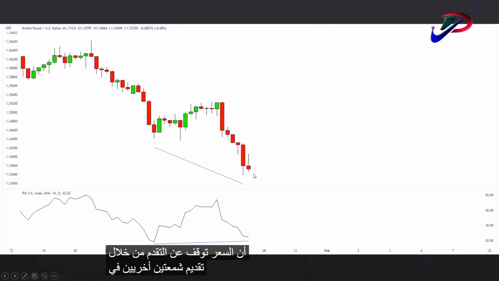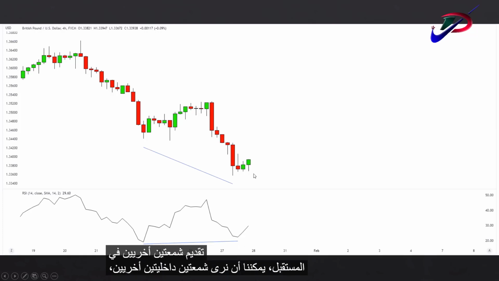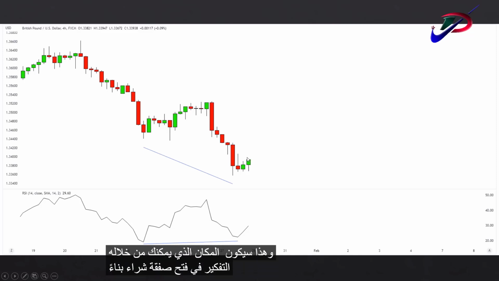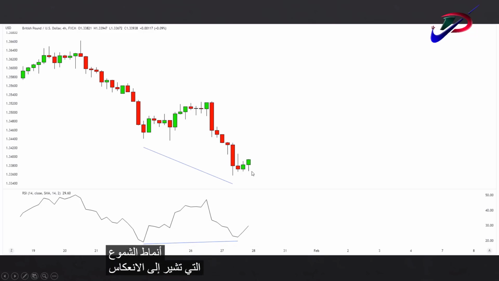By advancing two more candles into the future, we can see two more inside candles. And now the current candle, beyond being an inside candle or a harami, it's also a hammer. This would be a place where you could think about opening a long trade based on the momentum divergence and the cluster of candlestick patterns indicating a reversal.